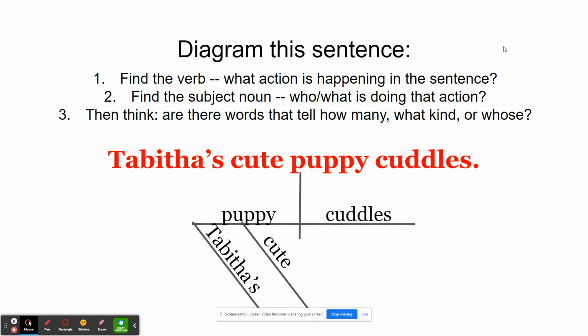So that's sometimes tricky for scholars because Tabitha is a person. So we think noun, but that doesn't mean it's the subject of the sentence. You have to think who or what is doing the verb. In this case, Tabitha's is also working as an adjective, telling us whose puppy it is. Alrighty, here we go.